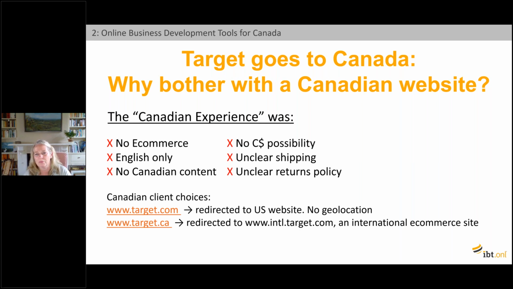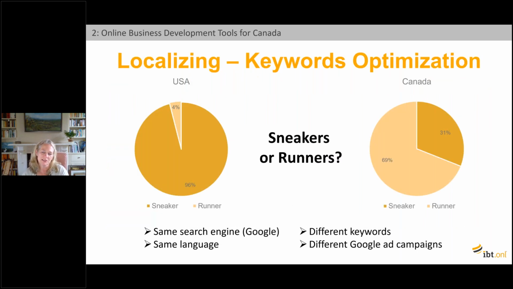Let's talk a little bit about what it means to localize. And Samantha listed some of those main attributes of localizing, with keywords, with vocabulary. Here's just a little example. If you're in the States and you get your jogging shoes, what are you going to call them? You're going to call them sneakers. 96% of Americans in the USA call them sneakers. 31% in Canada call them sneakers. 69% call them runners, which is the English word used in England.